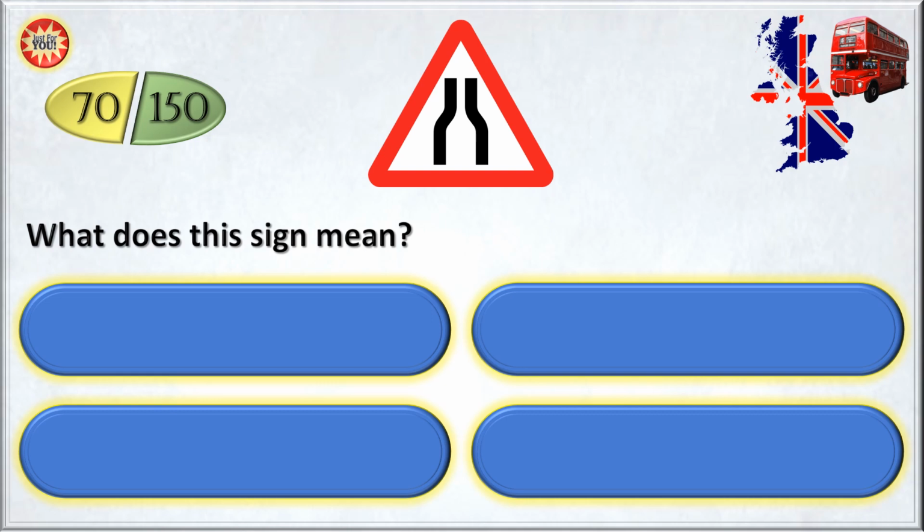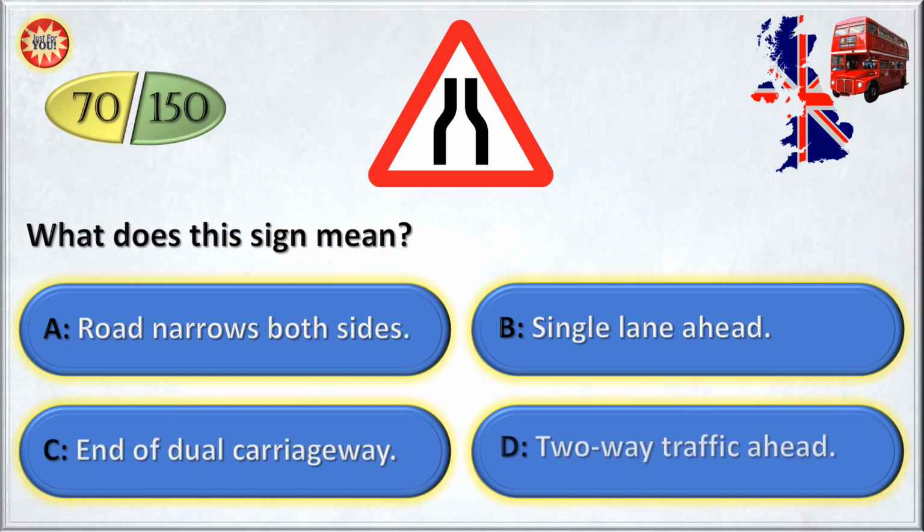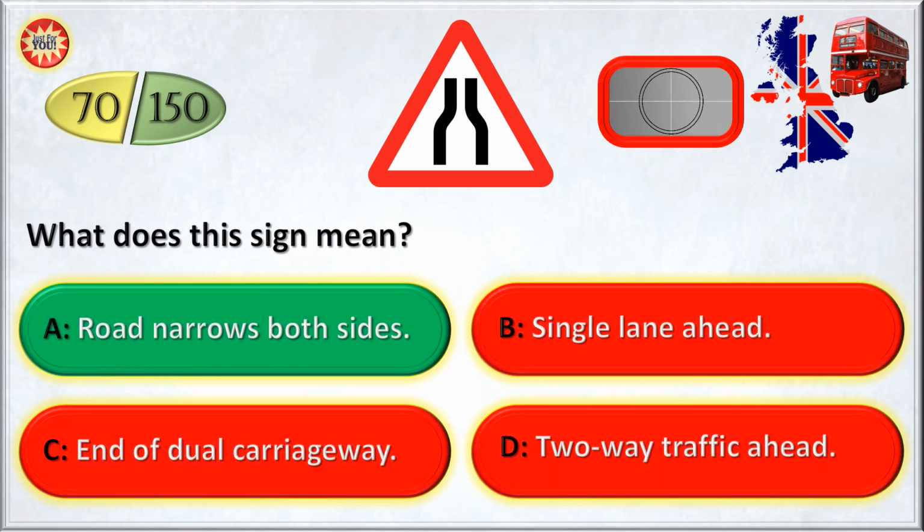What does this sign mean? Road narrows both sides. Single lane ahead. End of dual carriageway. Two-way traffic ahead. Road narrows both sides.